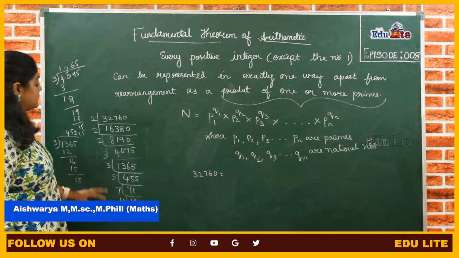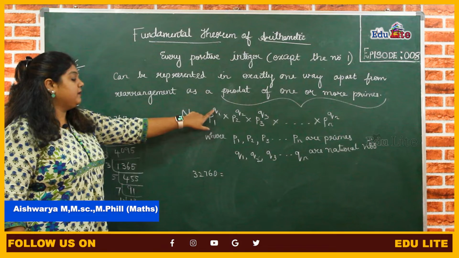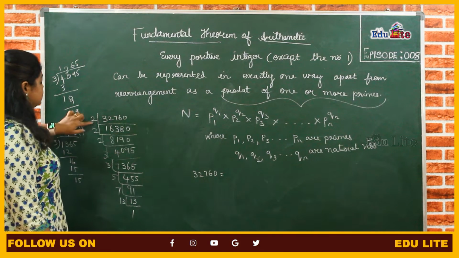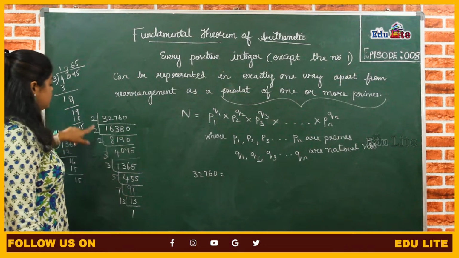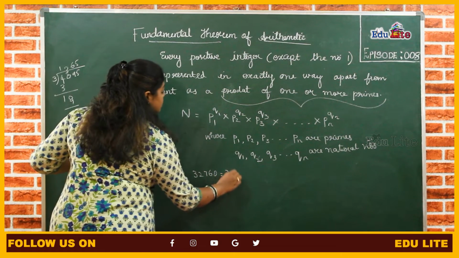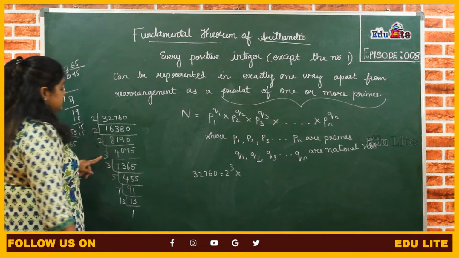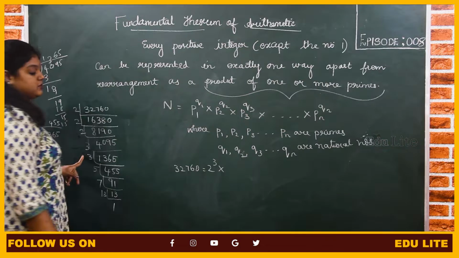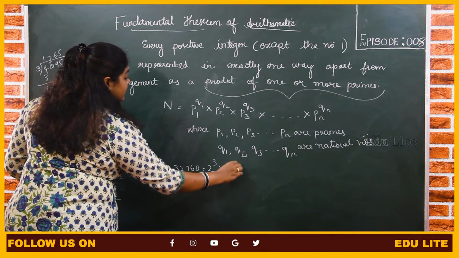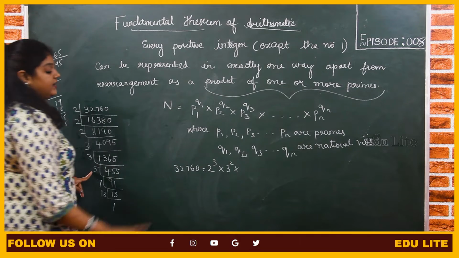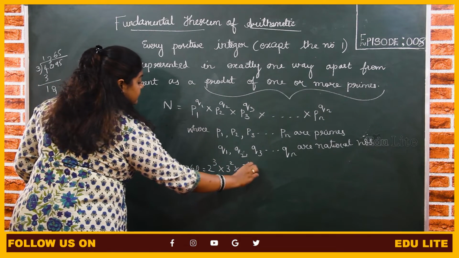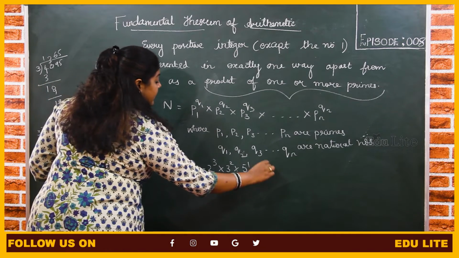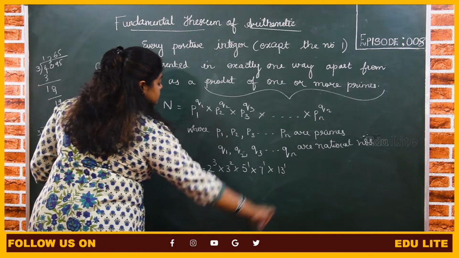So I am going to write this in the format p1 power q1, p2 power q2, and so on. How to write this? 2 has come 3 times, so it can be written as 2 cube. The next prime number, p2, is 3, which has come 2 times, so we write it as 3 square. The next prime number is 5, and it is 1 time, so 5 power 1. The next prime number is 7, it is also power 1, and the next prime number is 13, it is also power 1.